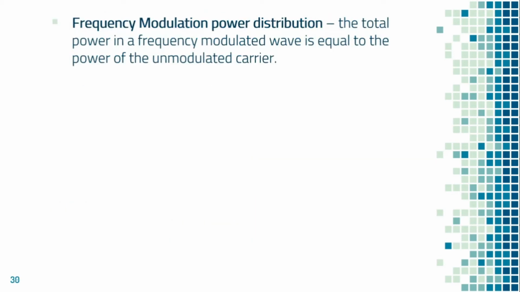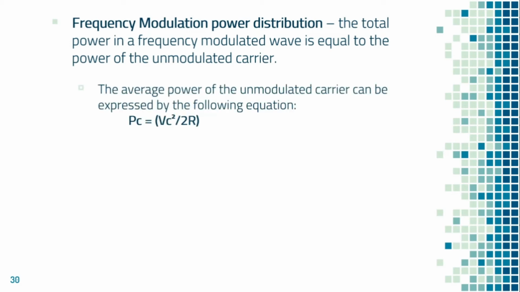So, lipat naman tayo sa frequency modulation power distribution. The total power in a frequency modulated wave is equal to the power of the unmodulated carrier. So, this simply means na yung power ng modulated wave is equal to the power ng unmodulated carrier. And the average power of the unmodulated carrier can be expressed by the following equation, which means PC is equal to VC squared over 2R, where PC is the carrier power, VC is the peak unmodulated carrier voltage, and R is the load resistance.